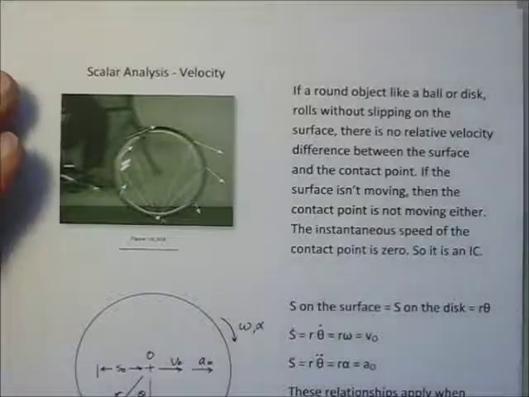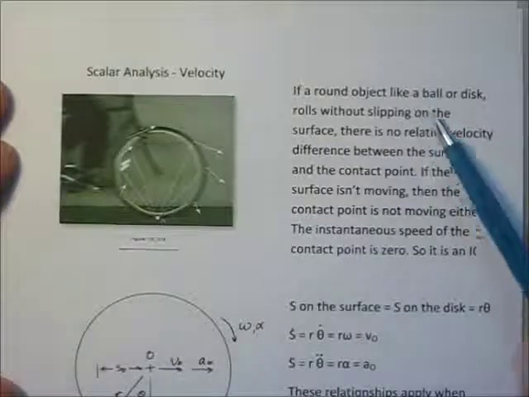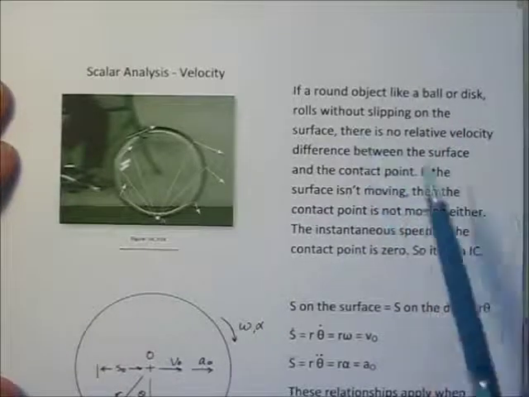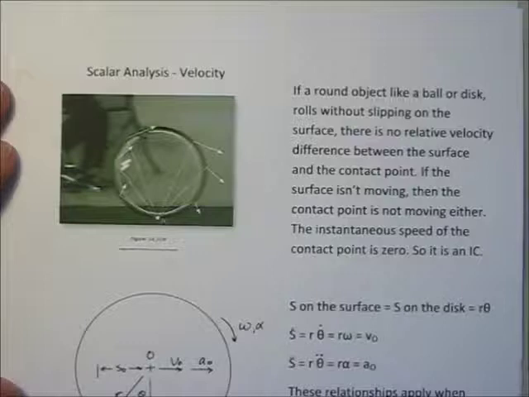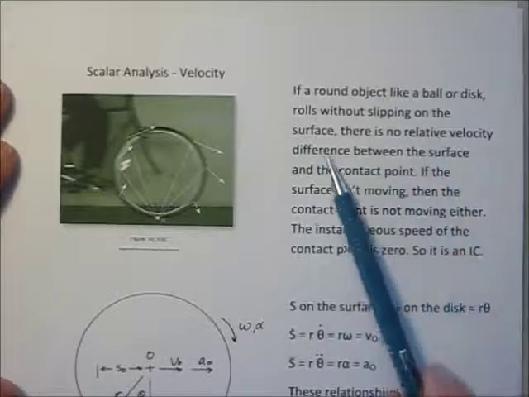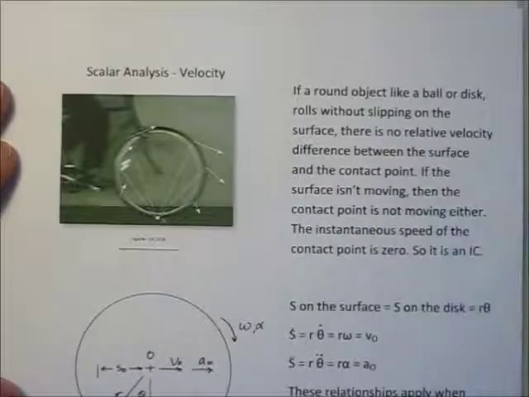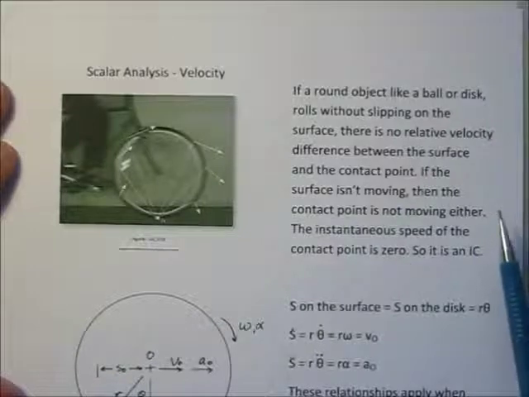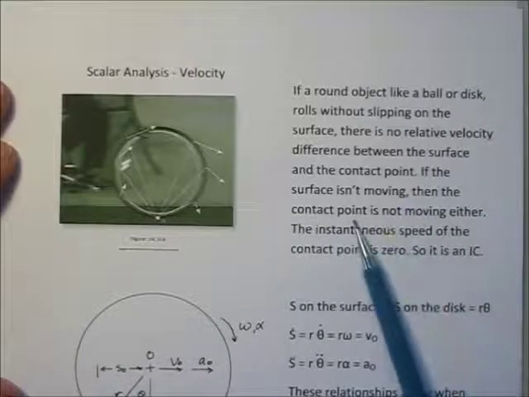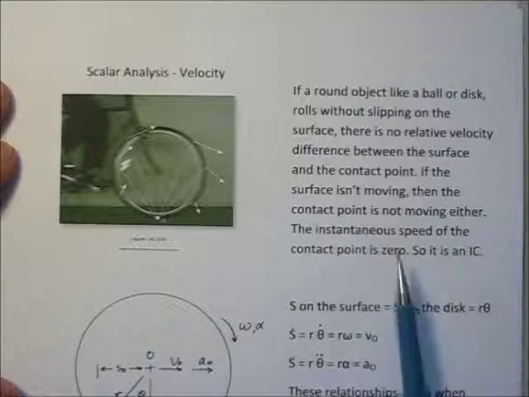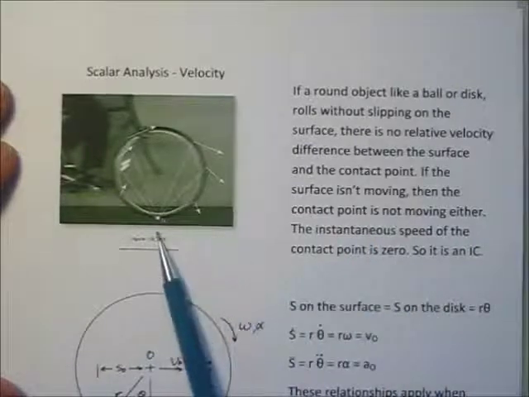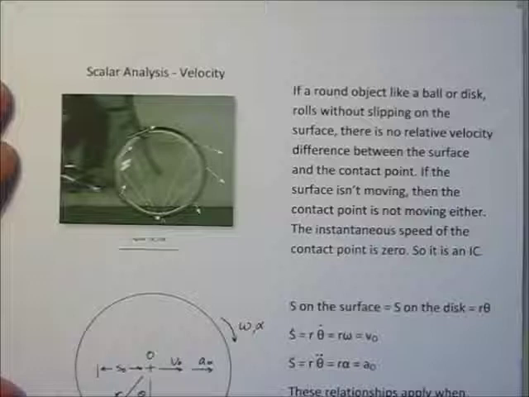All right, so let's imagine here that we have a round object like a ball or a disc. It rolls without slipping. That's a key concept that we'll explore. If it rolls without slipping, there is no relative velocity between the surface and the contact point. If the surface isn't moving, then the contact point isn't moving either. Therefore, the instantaneous speed at the contact point is zero, so it is an IC.